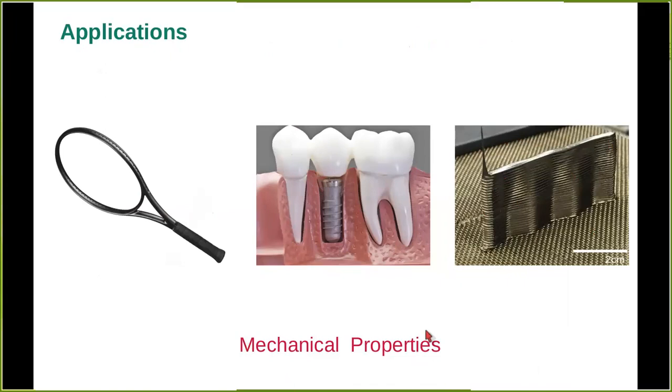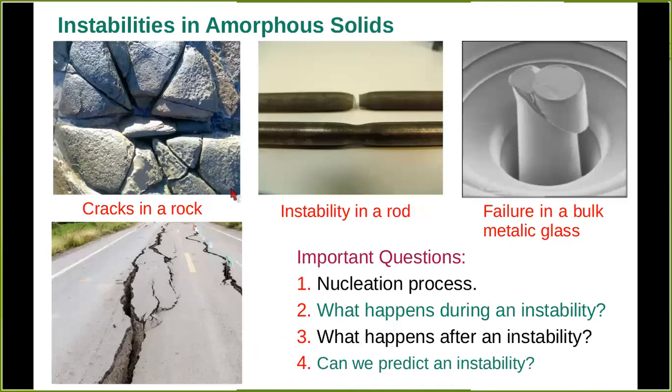In this context, we focused on one aspect of mechanical properties, that is mechanical instabilities observed in this type of amorphous system. Now, instabilities in amorphous solids are also ubiquitous. For example, here in this picture, I am showing you cracks in a rock. This is an example from geology. Cracks in a rock appear when internal stresses become larger than the rock strength. Here in this picture, I am showing you an instability in a rod. So this is an example from our day-to-day life. And an instability in a rod appears when we apply elongational stress along its axis.